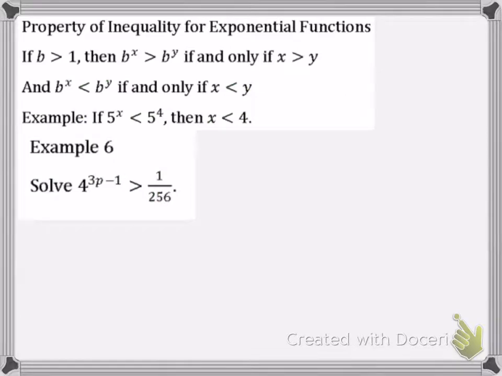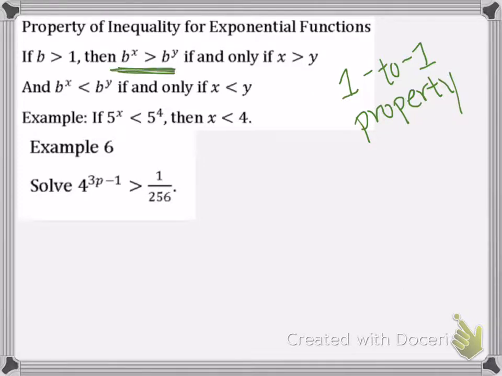Now the one-to-one property, again, we're going to refer to it as the one-to-one property, because that's how you're going to see it next year in pre-calculus. The one-to-one property also works when I have an inequality. b to the x is greater than b to the y. Same thing, you drop your bases and keep the exponents where they are. And the sign stays the exact same way. Okay, so you don't have to flip the sign. So for example, if it's 5 to the x is less than 5 to the 4th, then x is less than 4.